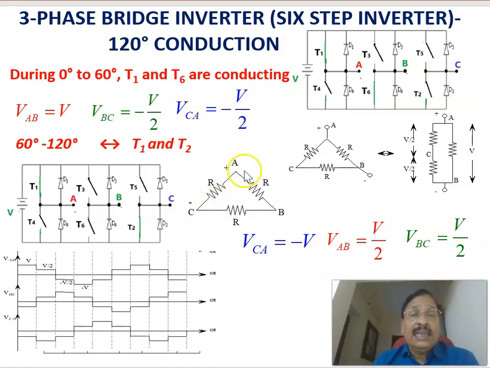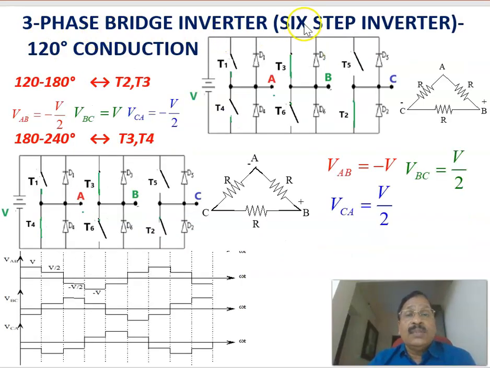We can say VAC equal to V, or VCA is equal to minus V. Similarly, VAB, dividing by 2, is V by 2, and VBC is again V by 2. Suppose this is equal to V by 2, this is equal to V by 2. Voltage of C with respect to A equal to minus V. So these are again plotted here: VAB equal to V by 2, and VBC equal to again V by 2, and VCA equal to minus V. That is for 60 to 120 degree duration.